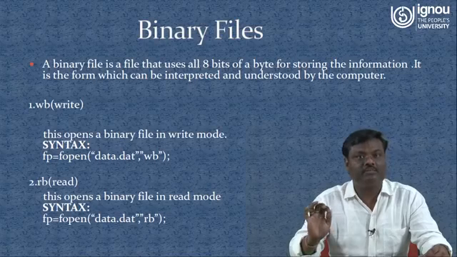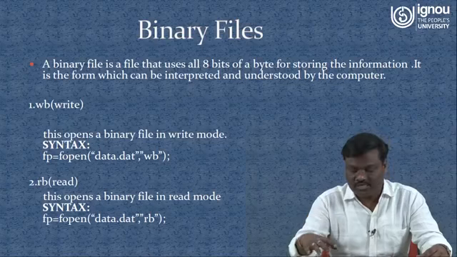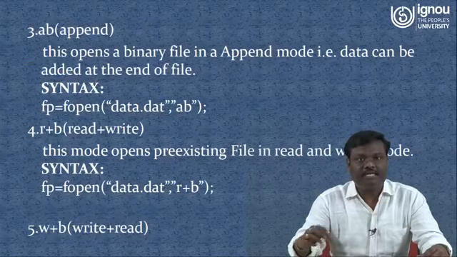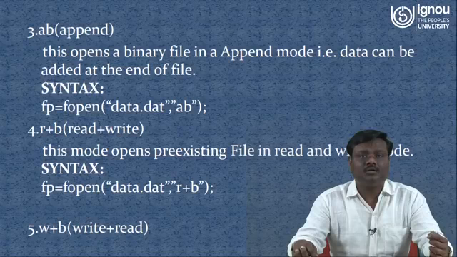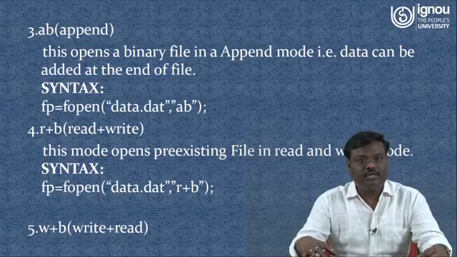So, write binary. Then for read also you can see the example, RB. That is a must, you have to write B along with the mode. And then coming to AB, this is for append. FP is equal to fopen data.dat, and here you can see AB, that is append binary. So compulsorily you have to write the B.